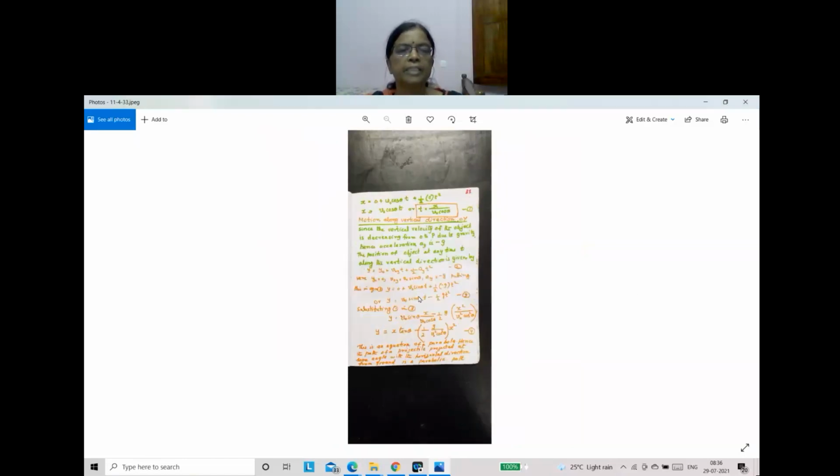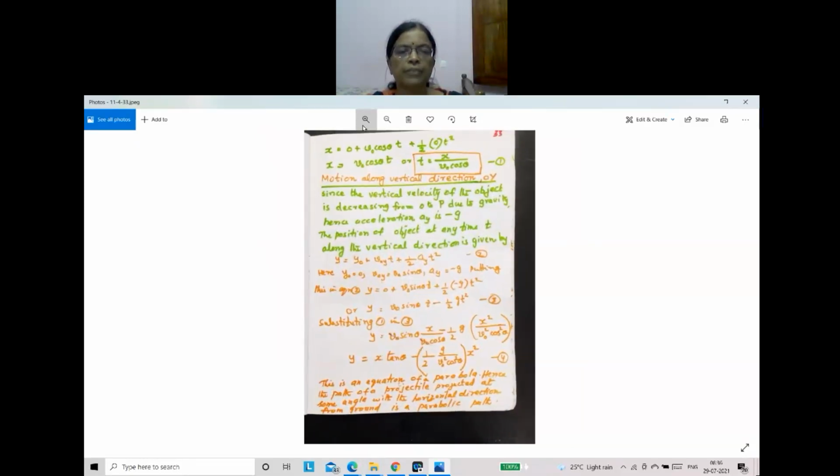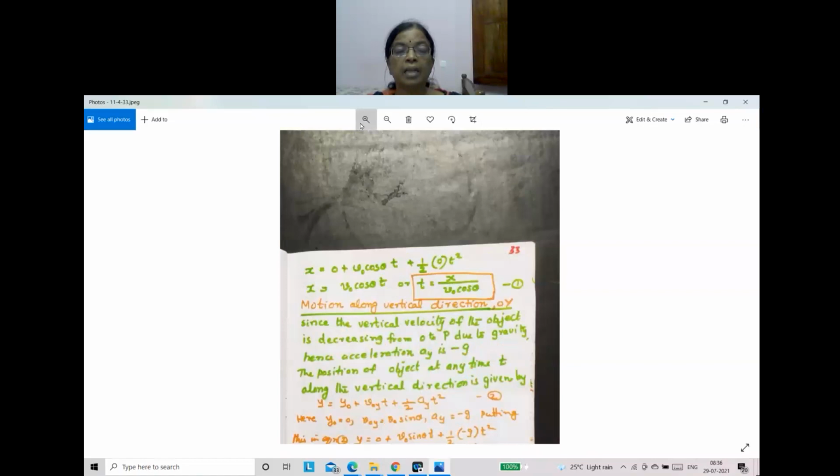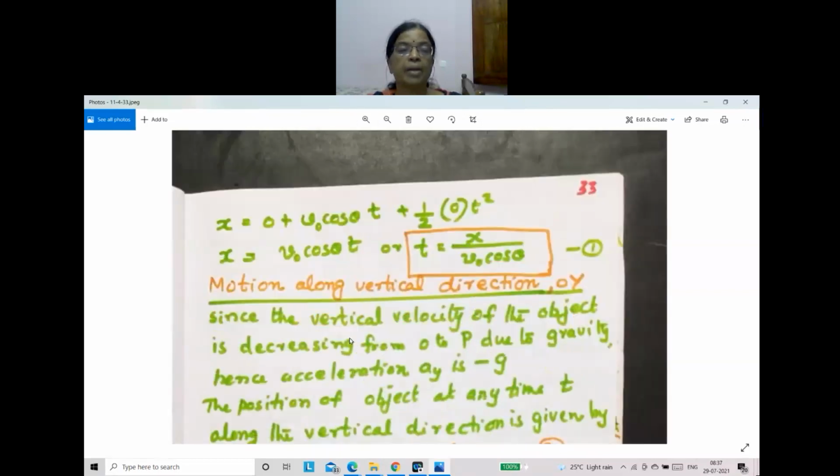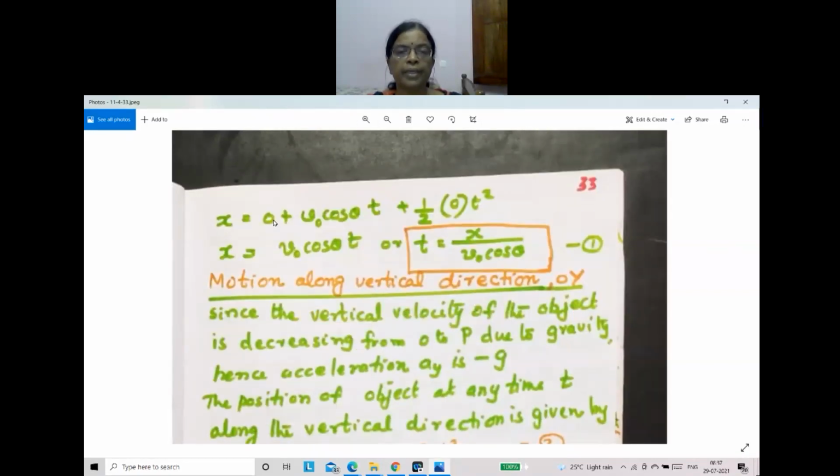So that equation, when you take x equal to x0 plus v0x into t plus half ax into t square, we get like this. x equal to x0, the initial position is 0, 0. So x0 is 0. Plus v0x, the initial velocity's x component, v0 cos theta into t, plus half a t square. a is 0. Horizontally there is no acceleration, so a is taken 0 into t square. So this term vanishes. Only this term will be there: x equal to v0 cos theta into t.